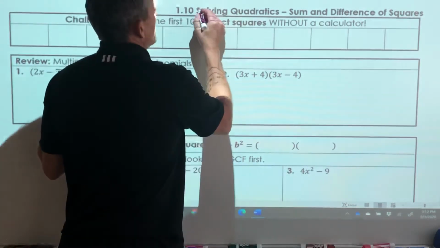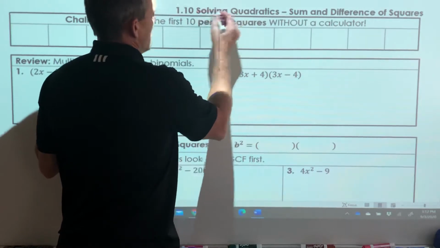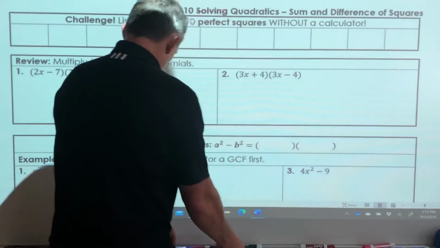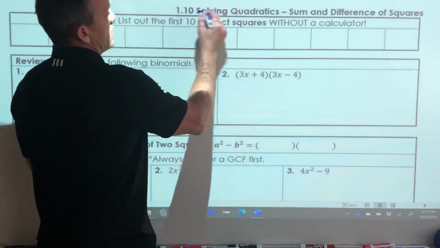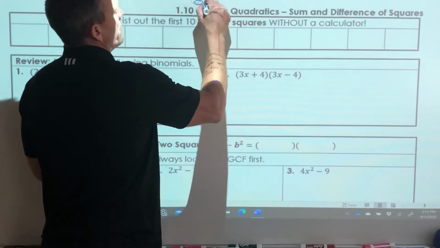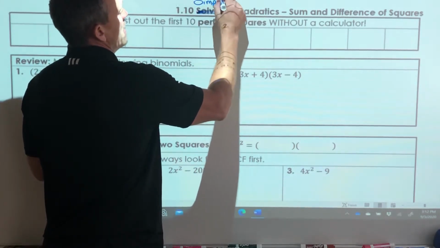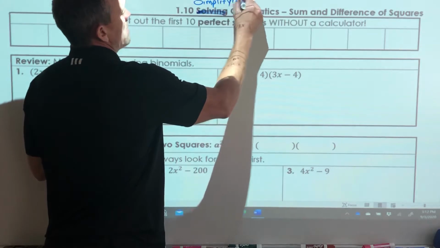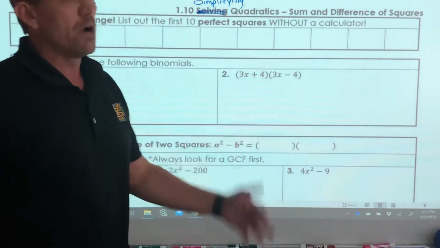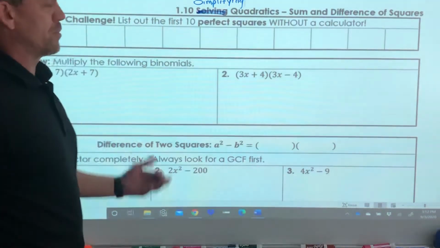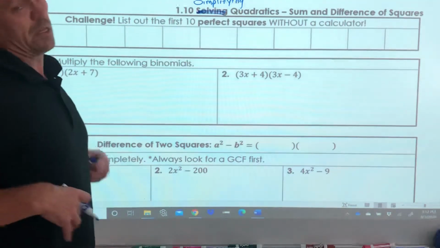Technically, this isn't going to be solving, just like the last video. This is not technically going to be solving. It's going to be simplifying. Again, as I've said so many times before in the past, solving deals with equations. You're setting up and you're solving for something. There's not going to be any equations here.